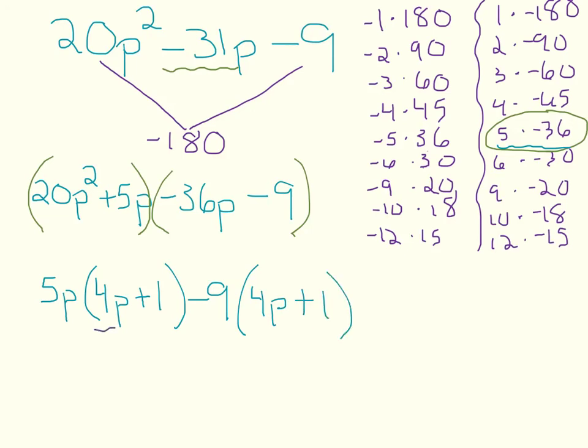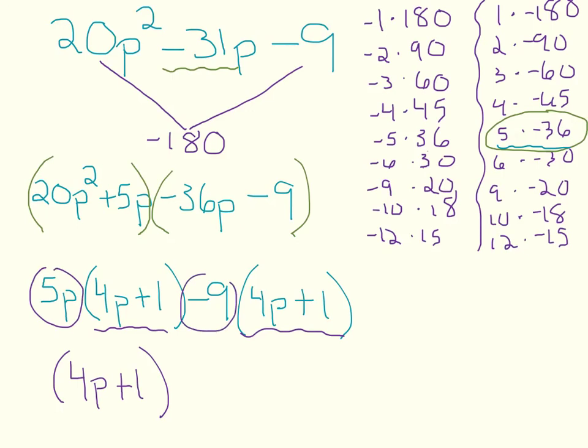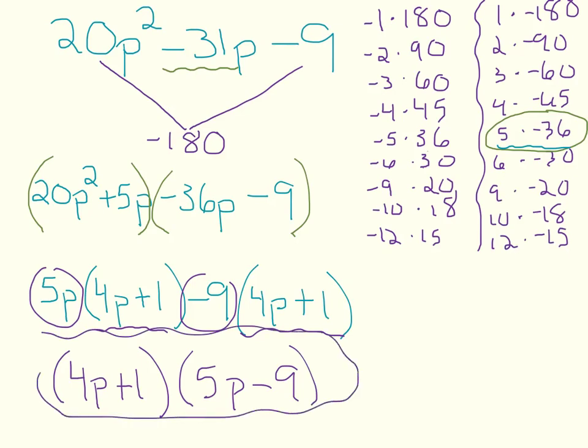And we're on the right track because this binomial repeats itself. So those two terms have the binomial 4p plus 1 in common. And if you take that out in front, you're left with 5p minus 9. So here we have factored that trinomial.